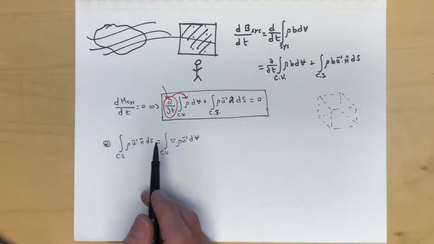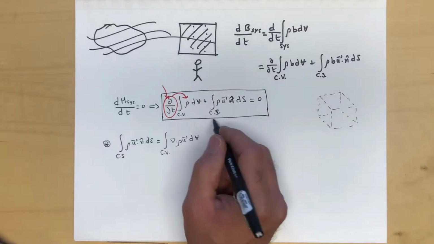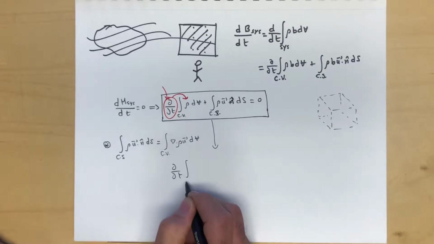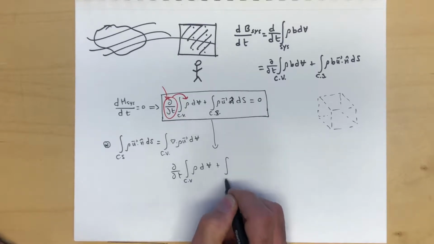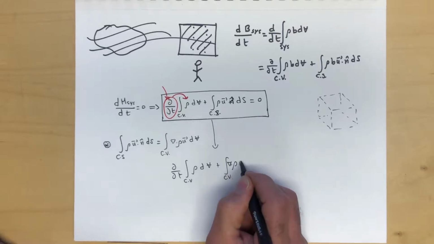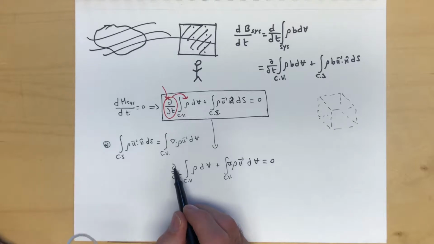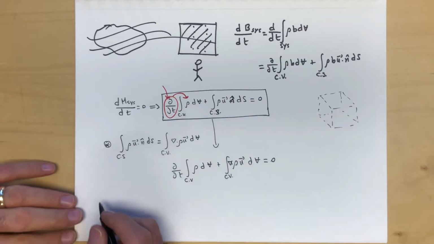Now we've converted the surface integral to a volume integral, so our continuity equation becomes d/dt of the integral over the control volume of rho dV, plus the integral over the control volume of div rho u dV, equal to 0. If only we can move this time derivative to the inside of this integral, then we can combine both of these into one volume integral and do something really cool with that.